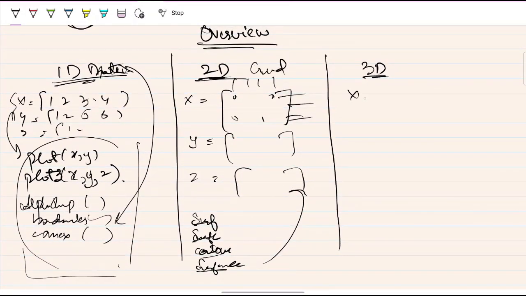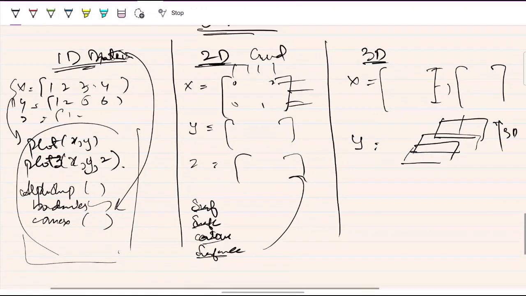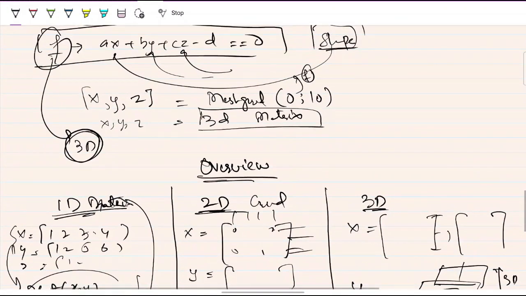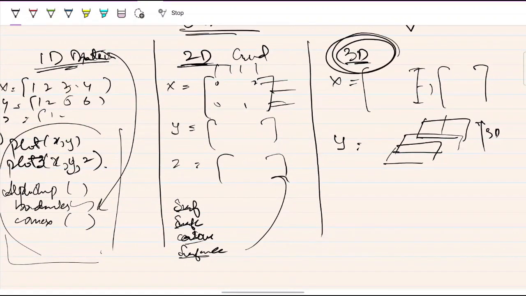Now for 3D grids, x, y, and z would be 3D. This is a 2D matrix concatenated over another 2D matrix. Like this is one matrix and that is another matrix, making a 3D matrix. For plotting the surface, we need to plot 3D. How to plot 3D is very tricky. There are lots of functions.